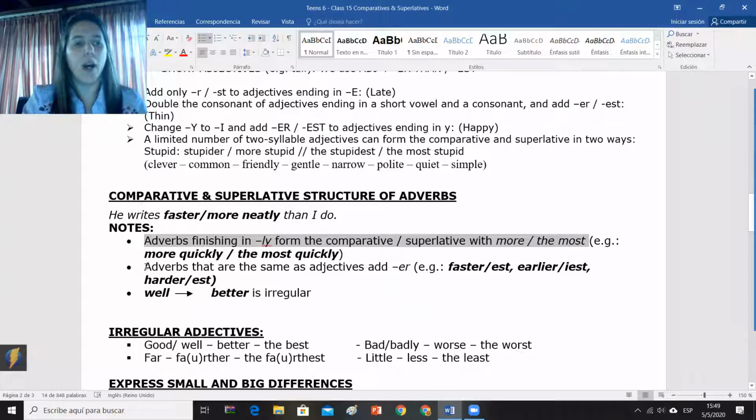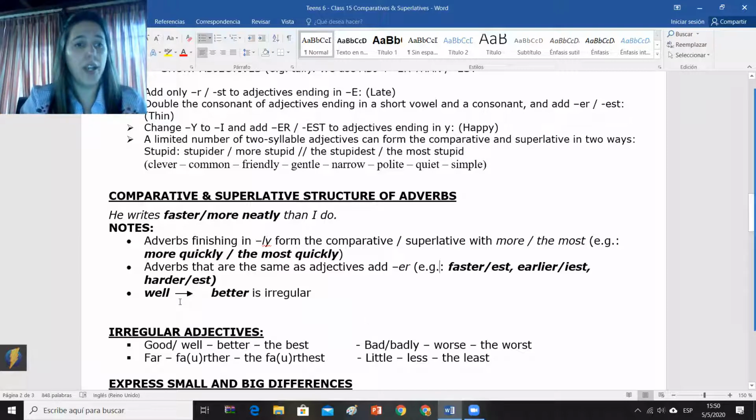But what happens with those adverbs that have the same form as the adjective? Adverbs that are the same as the adjective only add er. Example, fast, faster, or the fastest. Early, earlier, the earliest. Hard, harder, hardest. So, make it simple. Fast, early, and hard are both adjective and adverb. You don't add ly to form the adverb. So the comparative and the superlative is as in short adjectives.